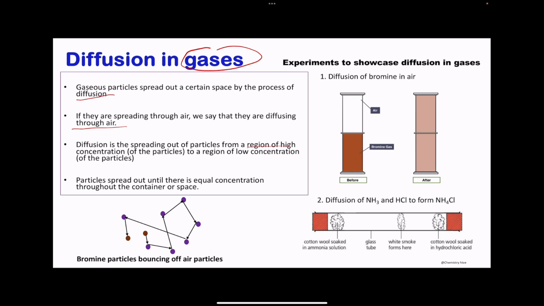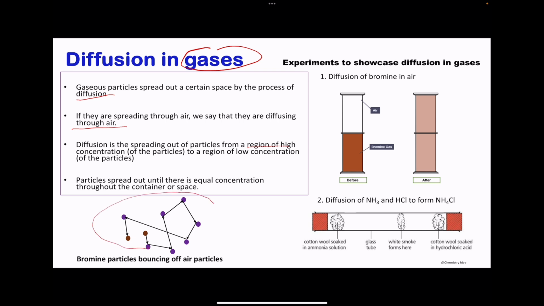Gaseous particles move in a straight line, but because they come into contact with other particles in the air, the collision with those particles can change their direction, and that is why even if they diffuse in a straight line, they are changed due to the particles they collide with, and so it takes longer for them to spread out through the whole space, maybe a container or in a specific room.